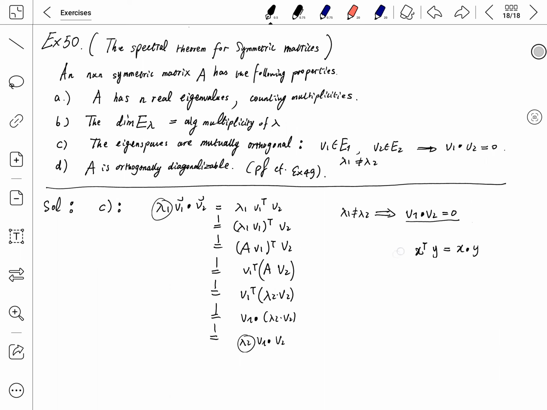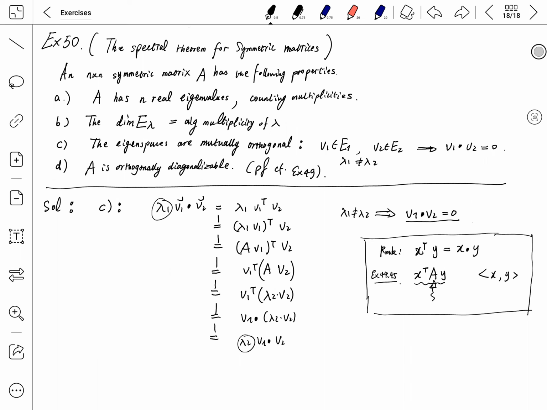Remark. You could replace the dot product with other inner products, but as we have discussed before in a previous exercise, maybe exercise 44, 45, if you're not talking about the dot product, you're talking about some matrix multiplication. Instead of taking A equals identity, it is some symmetric positive definite matrix. That's the remark. Okay, so we proved C.